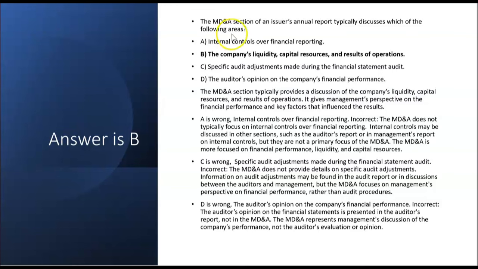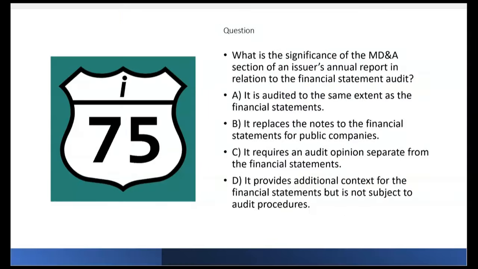So this question asked, the MD&A section of an issuer's annual report typically discusses which of the following areas? And we said the answer is the company's liquidity, capital resources, and results of operations. How about this? What is the significance of the MD&A section of an issuer's annual report in relation to the financial statement audit? And if you think you know, leave me the answer in the comments section.